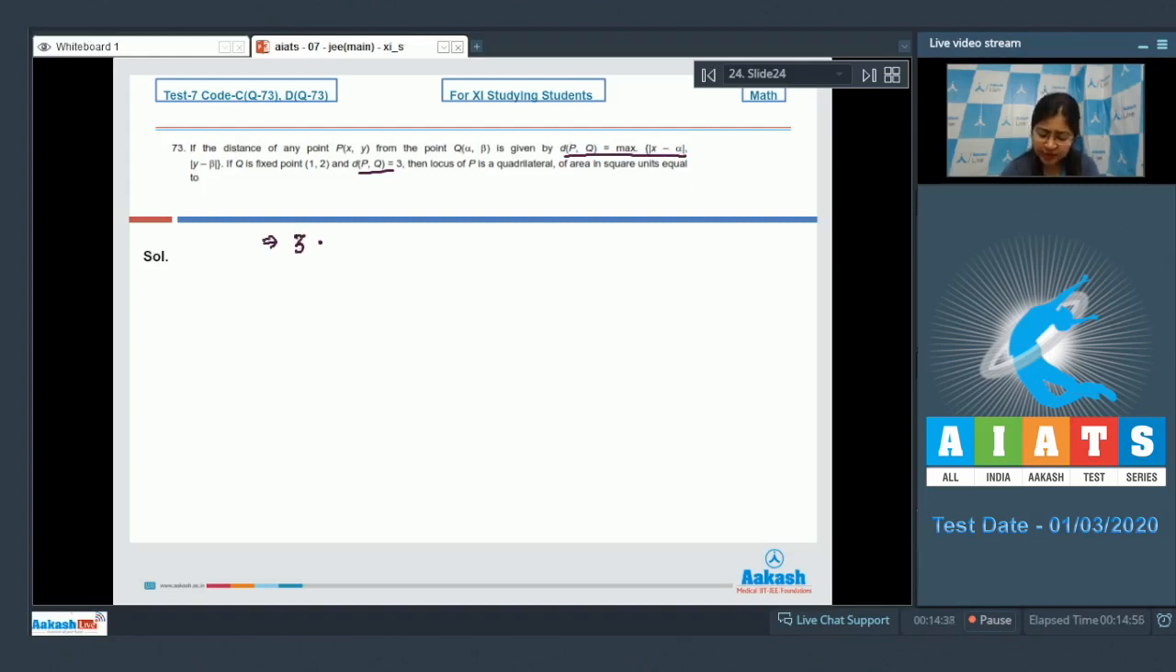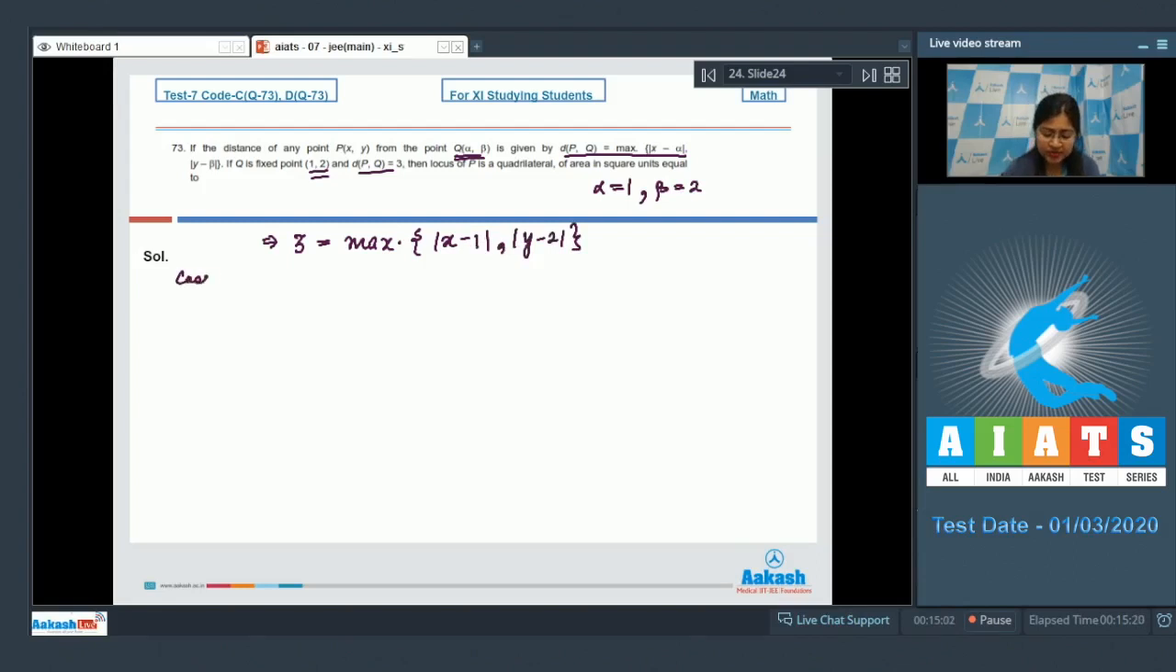So we are given that 3 is equal to maximum of mod x minus alpha comma mod y minus beta, where alpha, beta is the coordinate of Q, and that is given to us as 1 comma 2, which means alpha is equal to 1 and beta is equal to 2. So let's put it here. Maximum of mod of x minus 1 comma mod of y minus 2. Its maximum value is given to be equal to 3.